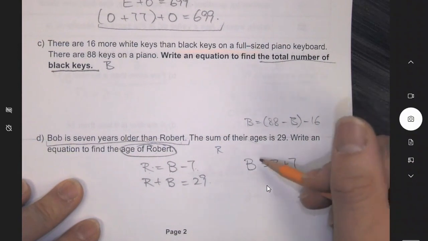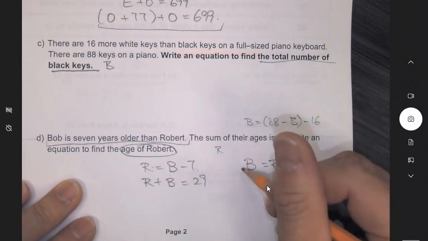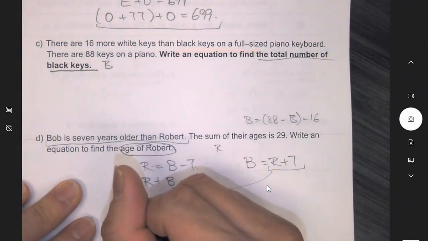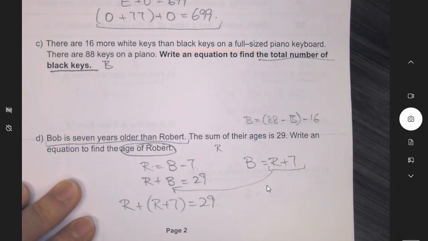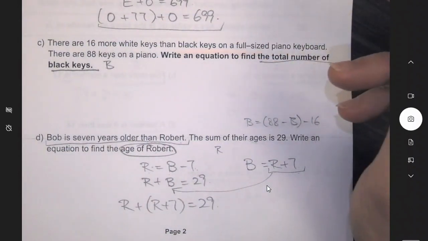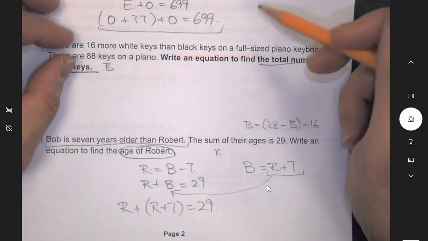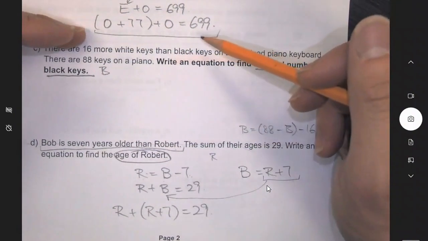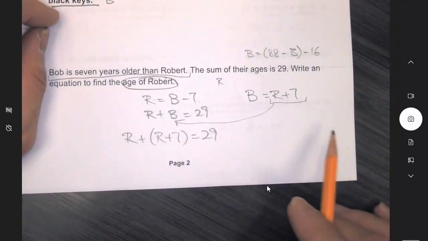So in this case, I have a different way to make this equation. I'll substitute this R plus 7 into this part here, so I should have R plus 7 equals 29. Now, for some of you, the way you organize the letters may be a little different, so how do you know that I have the correct answer? What you could do is simplify this so that you only have letters on one side and numbers on the other. I'll use this one here because I have a little more space.